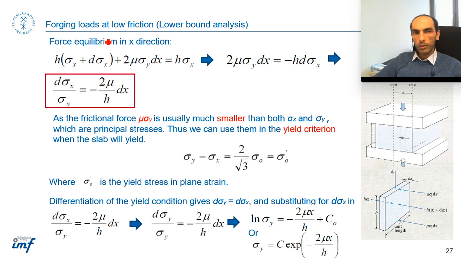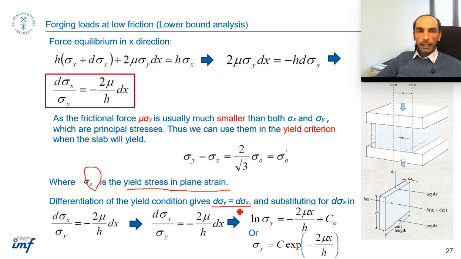When you are writing the equilibrium in x direction, you can write the equation in this way, and after simplifying the equation, you can obtain such a differential equation. Okay, but this has sigma x and sigma y. How can we simplify it more? We use the yield criterion in this way, and because this term of the friction force is much smaller than sigma x and sigma y, we exclude it from the yield criterion, and we can write it simply in this way. So sigma y minus sigma x equals this value, which is the yield stress in plane strain. If you differentiate this equation, you can obtain that d sigma y is equal to d sigma x.